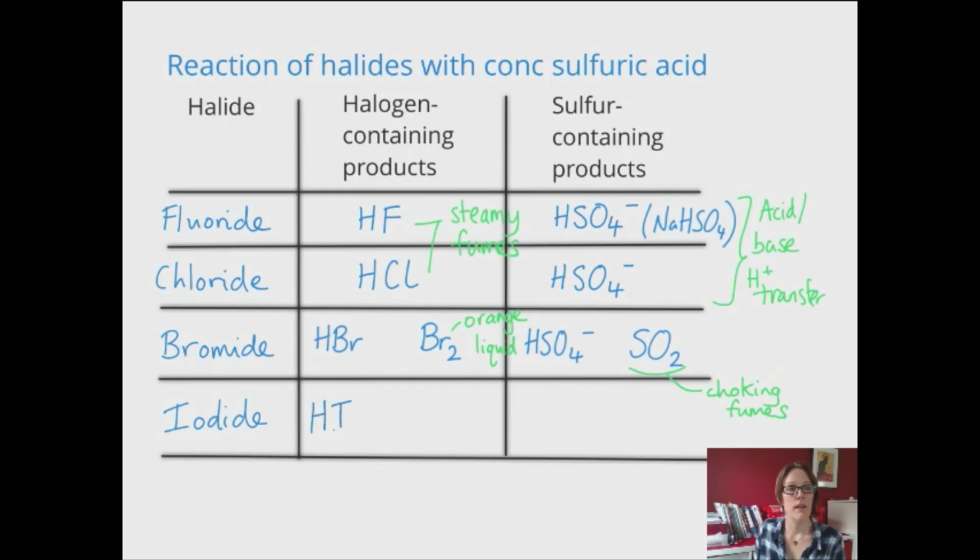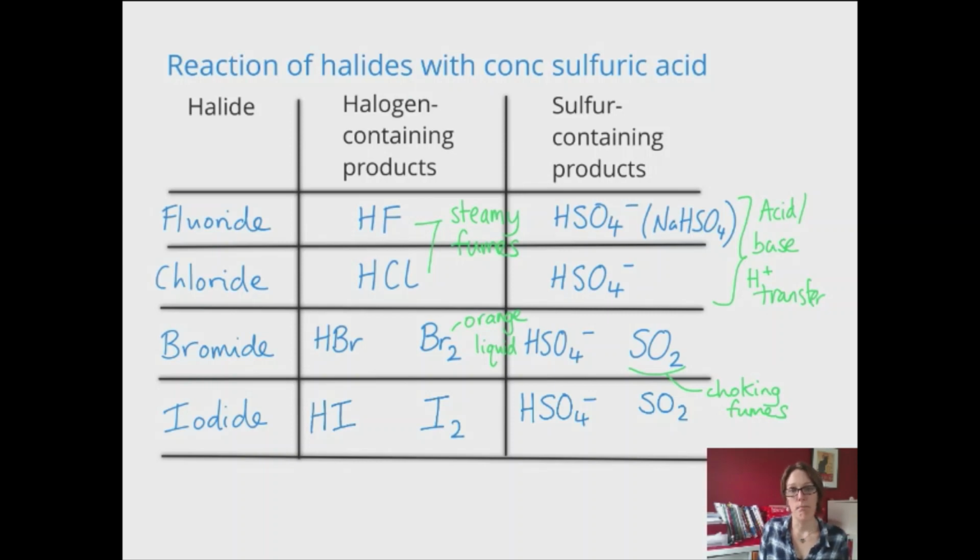And then if we move to our iodide, again, you're going to make hydrogen iodide. You're still going to see steamy fumes. You're going to make iodine, so there is still a redox change, and you're still likely to make SO2. So how is it different to bromide? Well, it's still making iodine, so that's the most oxidized that iodine is going to become in this reaction. It's not going to go more positive than 0.